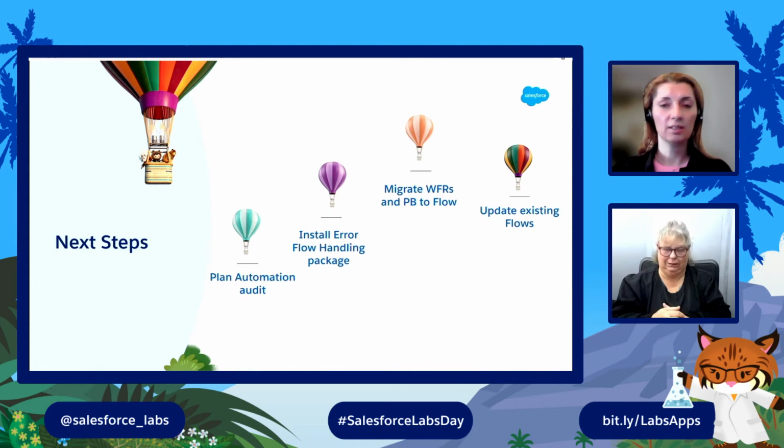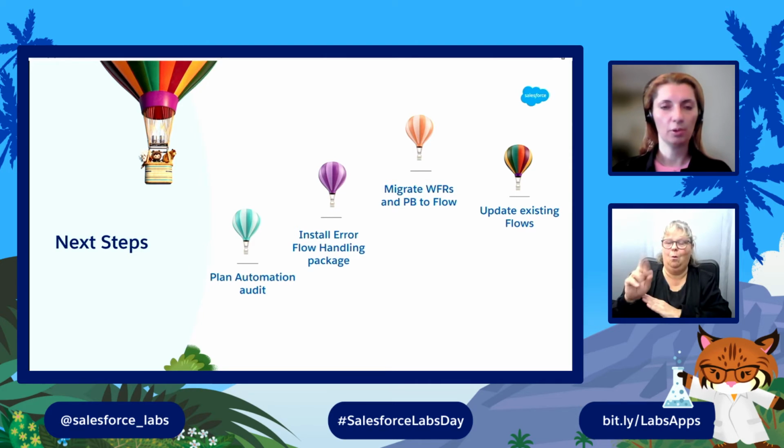So the use cases for Flow are endless, but there are numerous situations where the Flow will show an error in the execution. And if you're on a journey to migrate your declarative automation to Flow, here are the steps that will ensure your success. The first one is to plan the automation audit.